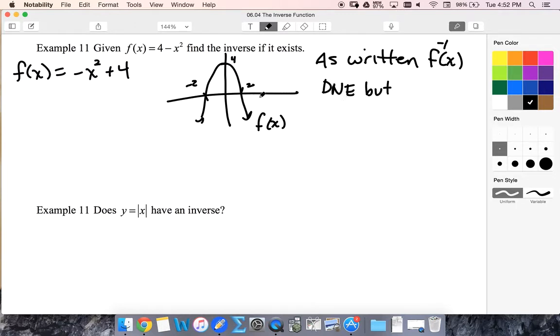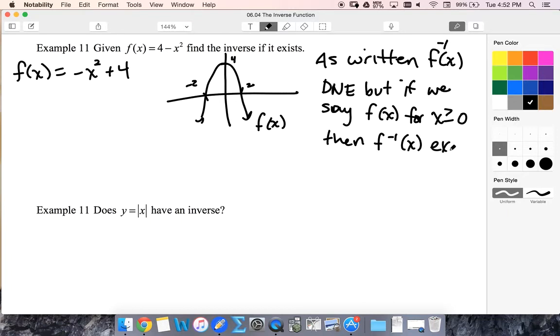But on a test, if we wanted you to restrict the domain to make it exist, we would say that. I'm just going to do it so we have more practice with it. If we say f of x for x, so I'm going to pick this branch. That branch is x greater than or equal to 0. Then f inverse exists. So let's find it.